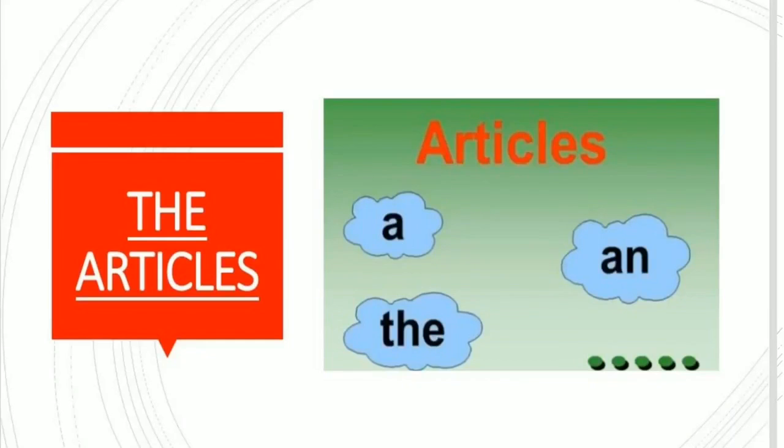Now, here you will find the examples a and the. Now, these are the articles. The adjectives a or an and the are called articles. A and an are indefinite articles and the is the definite article. The article functions like adjectives. The indefinite article a or an can be considered to be an abbreviation of the demonstrative adjectives like this, these, that, and those.